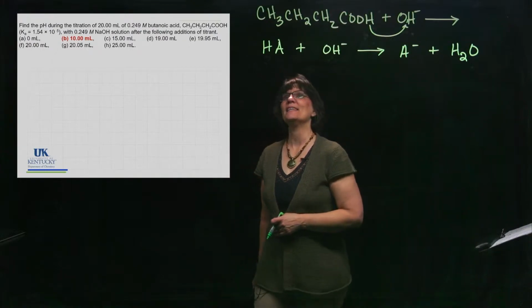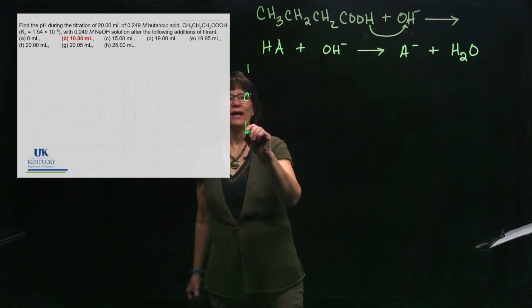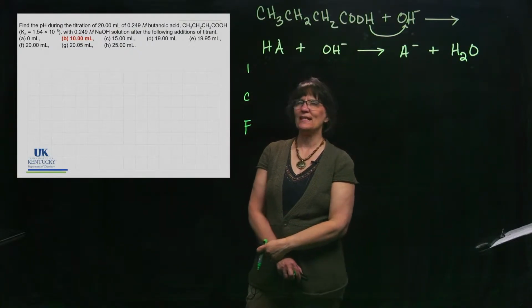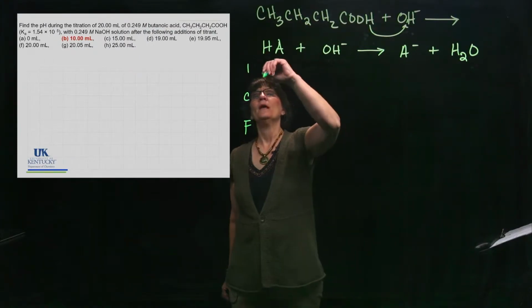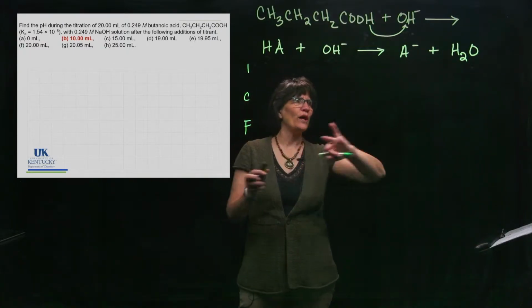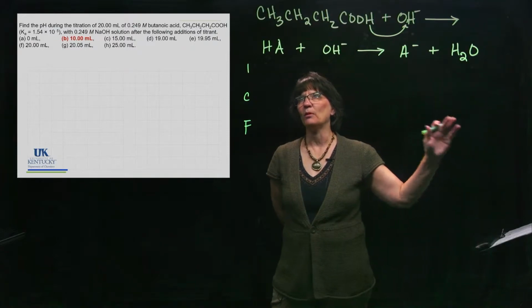We don't do an ICE table, and you'll see this presented in a couple of ways, but here's how I like to do it. I like to do it with an ICF table instead of an ICE table. It has a very similar feel to our ICE table, but it's going to go to completion. So this is final after the whole reaction has taken place. This is a way of doing a limiting reactant problem.